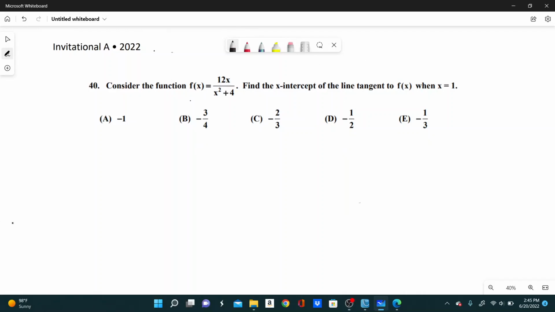Number 40. Consider the function f of x equals 12x over x squared plus 4. Find the x-intercept of the line tangent to f of x when x equals 1.